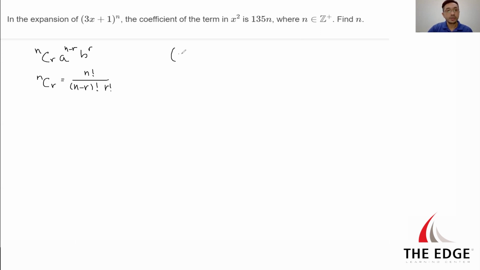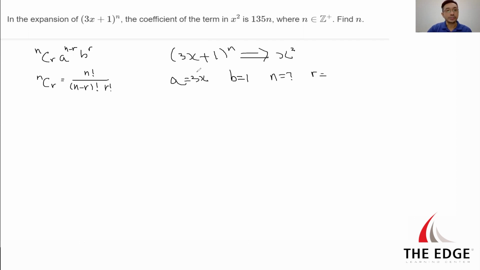All right, so let's write down the question. We're looking at (3x + 1)^n, and we're specifically looking for the x squared term. The first thing we notice is that a equals 3x. That's the first term in the binomial expansion. We also notice that b equals 1. That's the second term. n is exactly what we're looking for, so we can't replace that. It's just going to be our n. We're still missing r in this case.